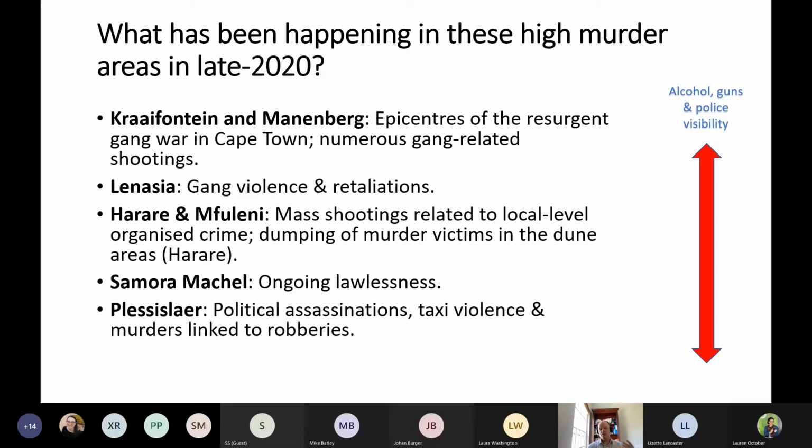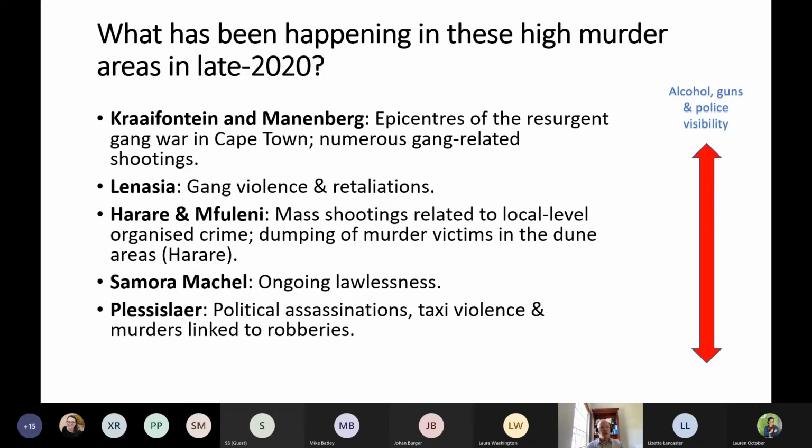And then Plessislaer in KZN also has a long history of violence, with ongoing political assassinations, taxi violence, and also murders linked to robberies. And then just a final aspect of this: in all these areas, there is this constant issue of access to alcohol, and alcohol abuse fueling violence.